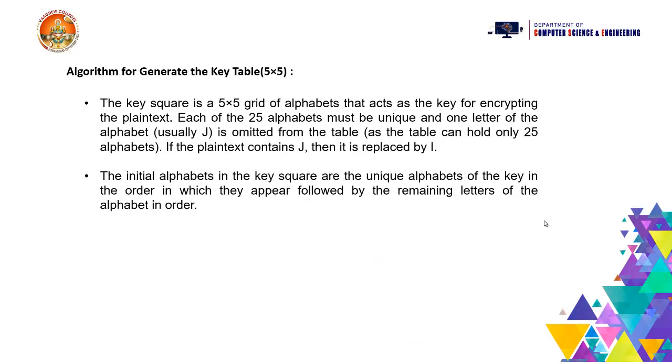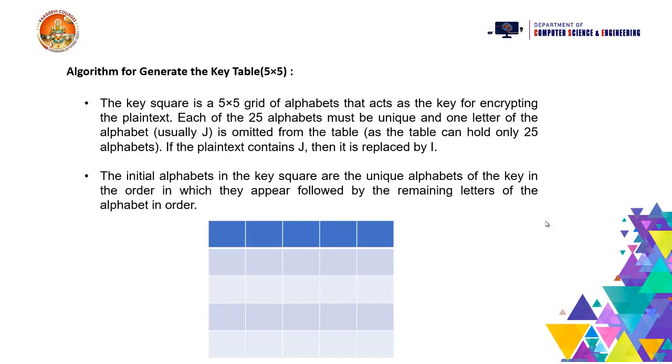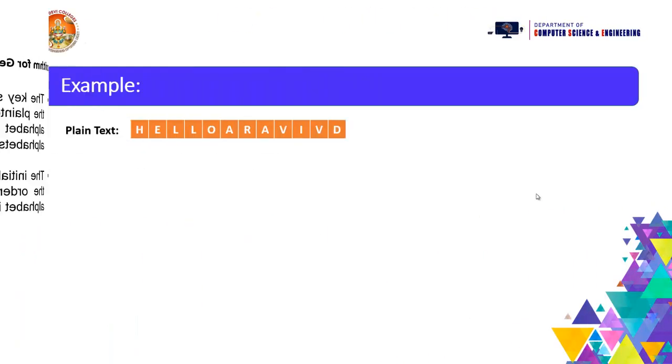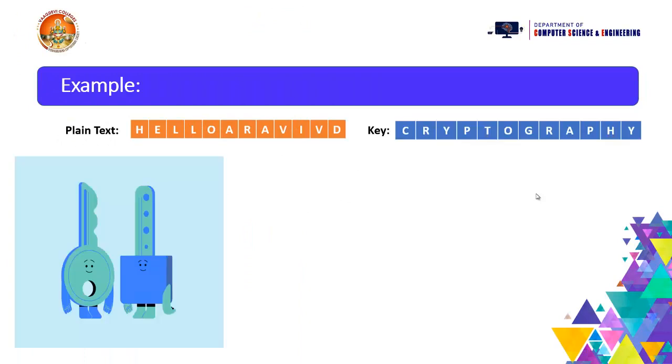First, we'll start with key generation. The key sequence is a 5 by 5 grid of alphabet that acts as the key for encrypting the plaintext. Each of the alphabets must be unique and one letter of the alphabet is omitted from the table, that is J. If the plaintext contains J, then it is replaced by I. Our plaintext is Hello Arvind and our key is cryptography.